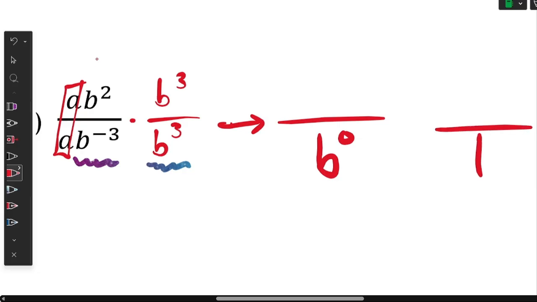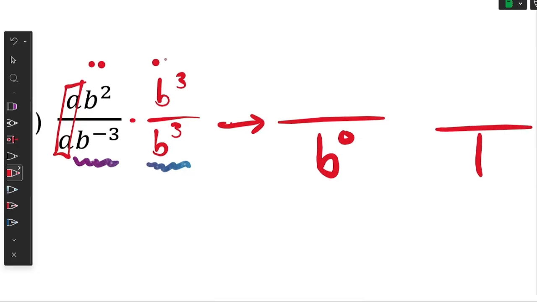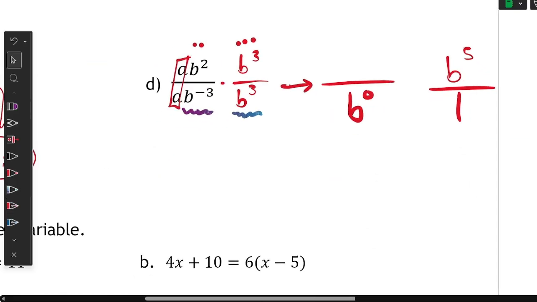So what I'm looking at here is in my denominator, there's just the number 1. In the numerator, I have 1, 2, 3, 4, 5 factors of b. And that's exactly what I'll write. I'll just write b to the 5th power. And I wouldn't write over 1 for my final answer. I would just write, hey, this is b to the 5th power. I have 5 factors of b.